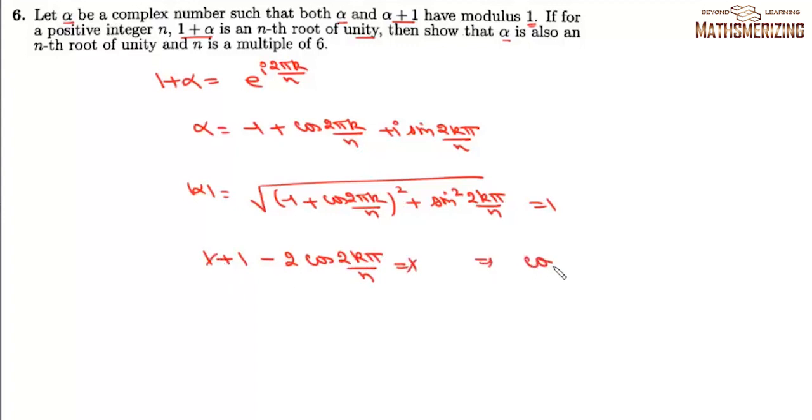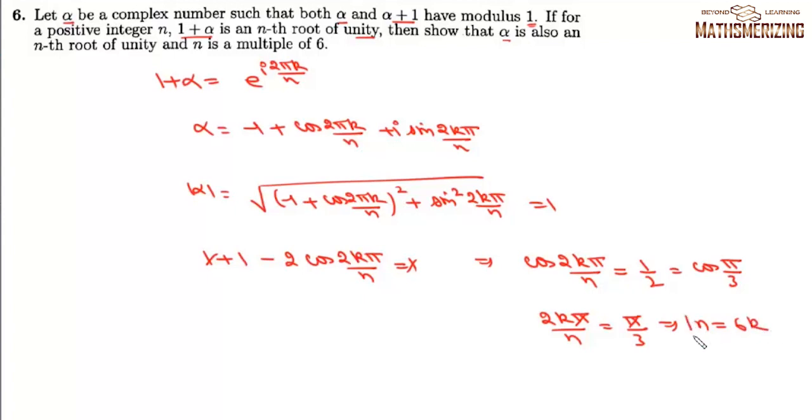So from here we can write cos 2k pi by n will be equal to 1 by 2. Now 1 by 2 is cos pi by 3. Now we compare, we can write 2k pi by n will be equal to pi by 3. Now this pi and pi will cancel. So we can write this n as some 6k. That is, this n is a multiple of 6, which is one part of the question.